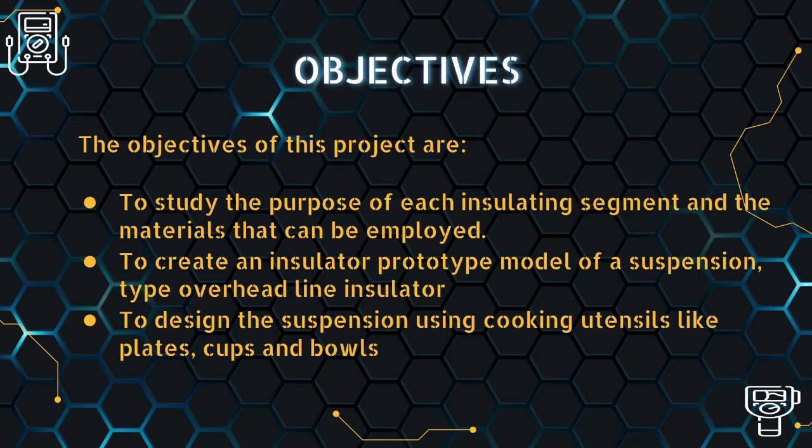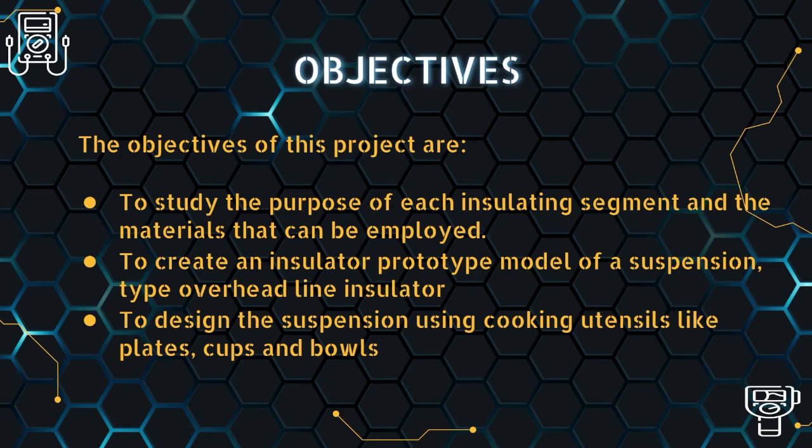The objective of our project is to study the purpose of each insulating segment and the materials that can be employed, basically what materials can be used in the project. It is also to create an insulator prototype model of the suspension type of overhead line insulator. We have created it using kitchen utensils, and designed a suspension insulator using cooking utensils like plates, cups and bowls.